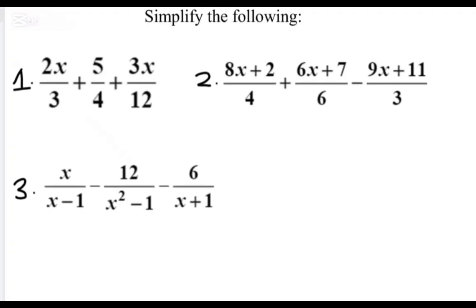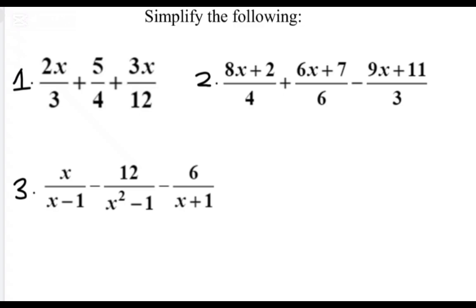Welcome back, guys. In our previous videos, we've been learning how to add and subtract algebraic fractions and how to simplify them. But in those videos, we were dealing with only two fractions. Now I want to take a look at how to deal with three fractions. How do we add those kinds of ones?